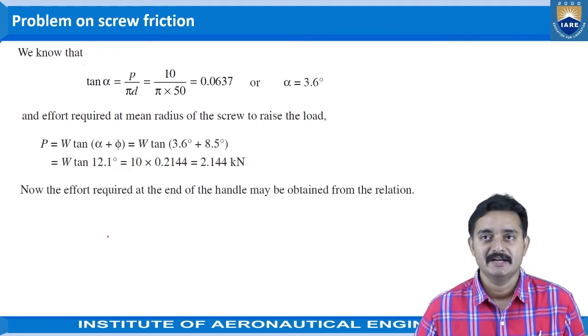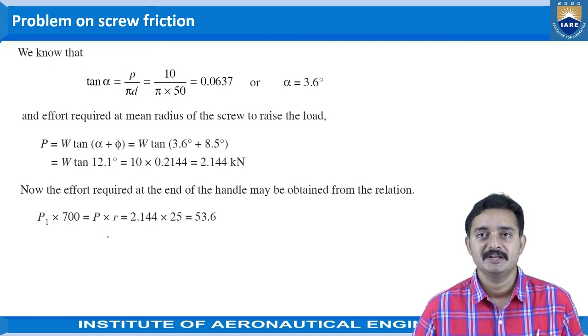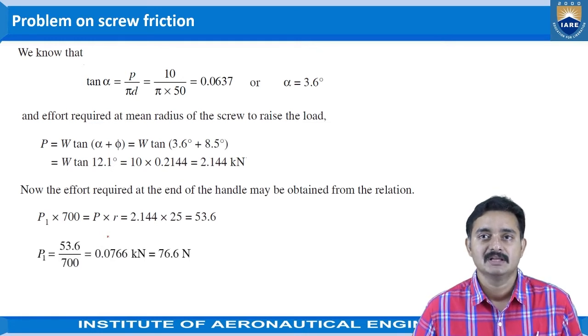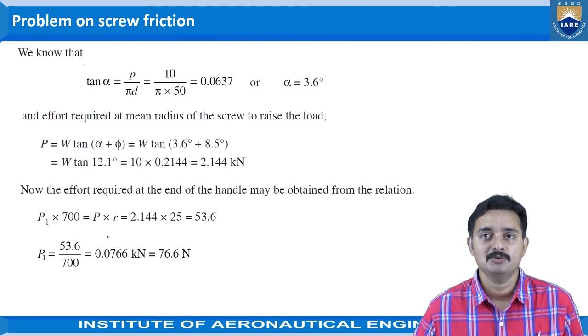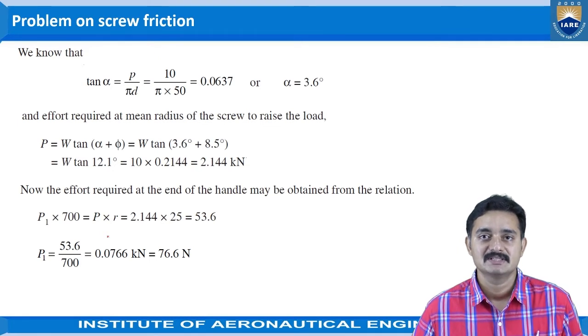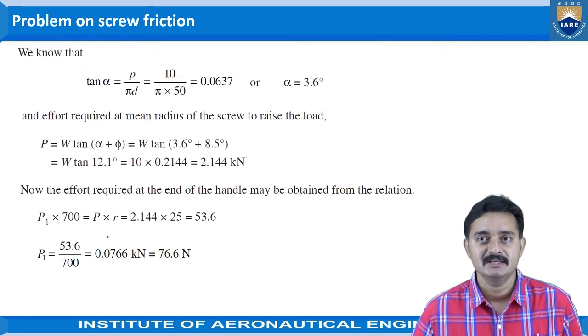Now the effort required at the end of the handle may be obtained from the relation P1 into 700 is equal to P into R, that is 2.144 into 25, which gives the value of 53.6. So if we simplify the above equation, we obtain P1 is equal to 53.6 by 700, that is equal to 0.0766 kilonewton, or we can say it is 76.6 newton. So in this way, we obtain the value.